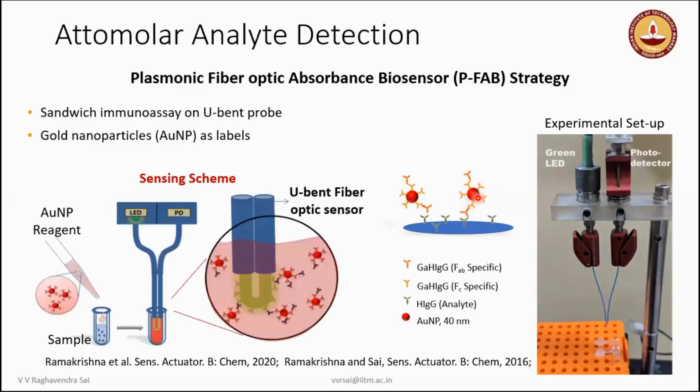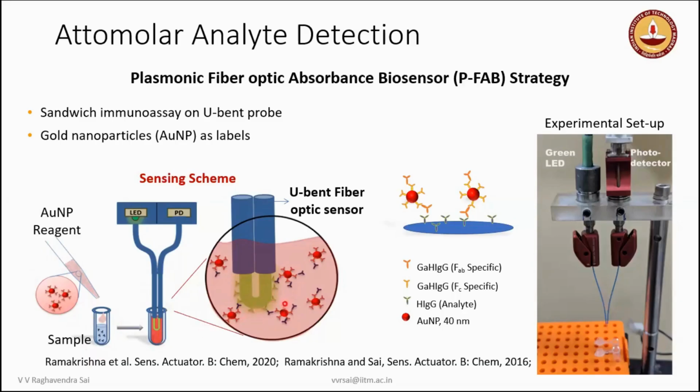So the way we perform is very simple. We actually take an analyte sample, and then add the reagent which has gold nanoparticles conjugated with detector antibody. Mix them and leave it for 5 minutes, and then dip the probe containing the capture antibodies coated on its surface into this mixture. And leave it, and you can actually see real-time binding response.